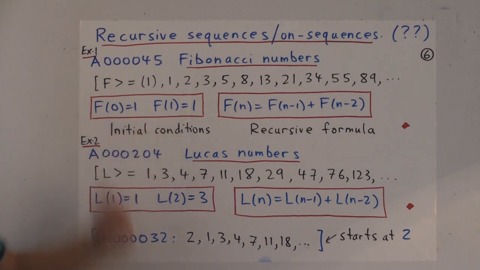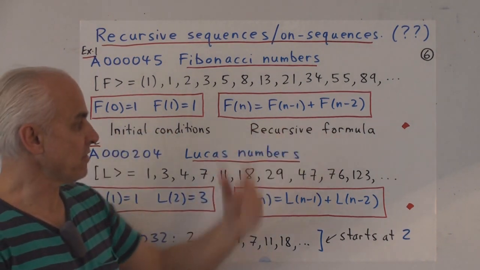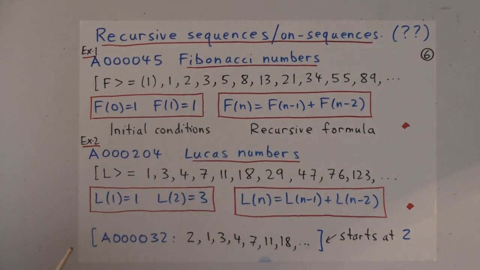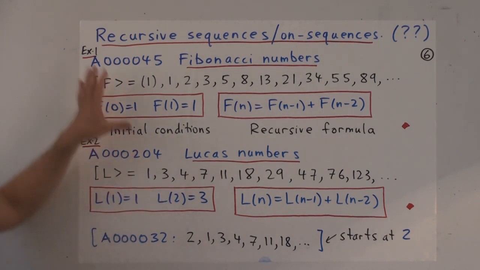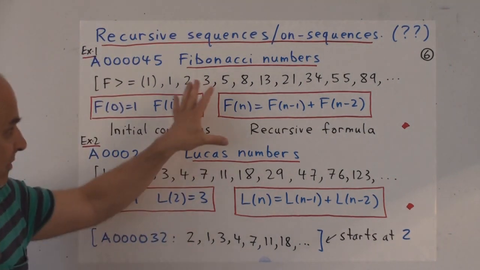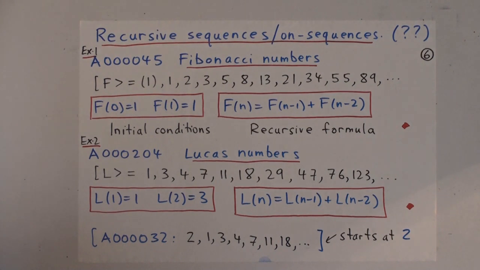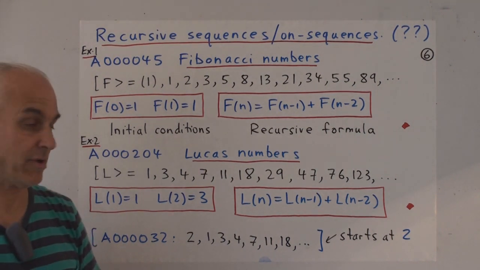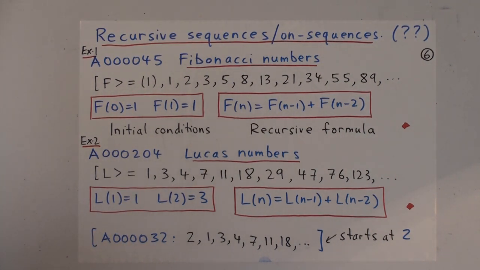So these are called the initial conditions, and this is the recursive formula, and these two aspects are typical for a recursive sequence. Of course, the Fibonacci numbers go back to Leonardo of Pisa, who traveled through Europe and promoted, in fact, the Arabic Hindu number system as well.